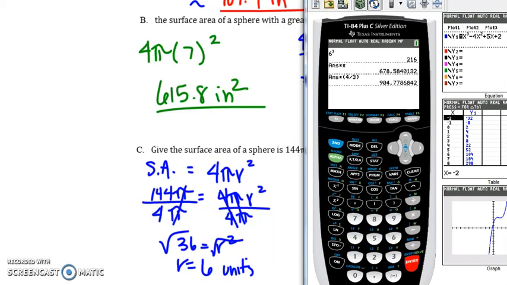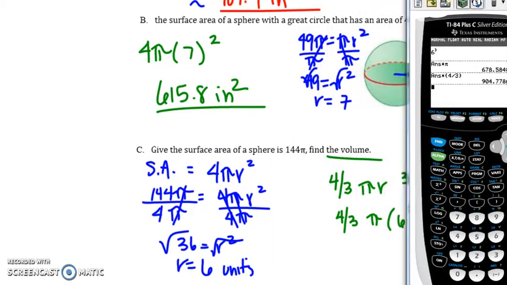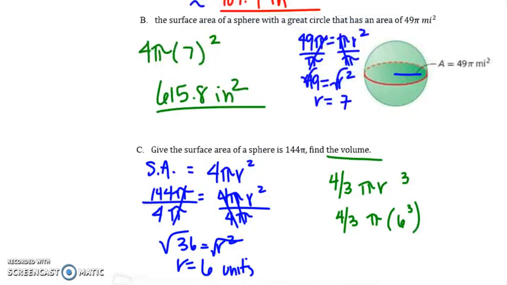All right, so we're at 904.8. So there it is, 904.8. That is our volume. And so units cubed.